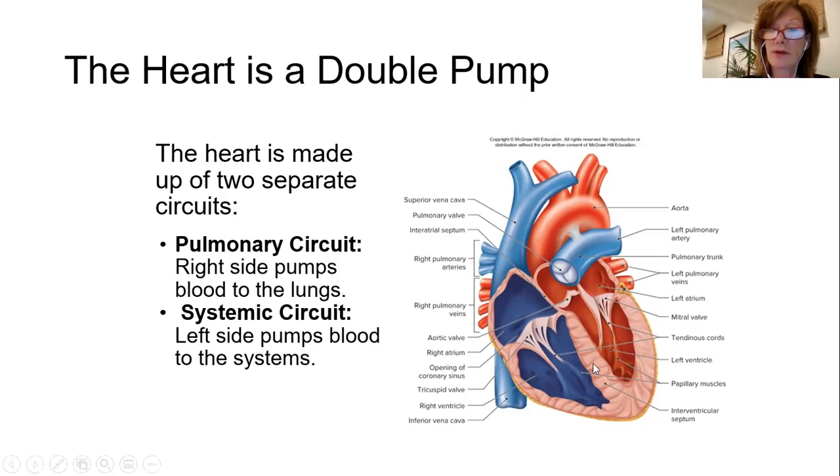And again, if you remember, the coloring here is key. The blue is indicative of blood that's low in O2, while red indicates blood that is high in oxygen. The blood that is low in O2 is pumped to the lungs to pick up that oxygen. It is then returned to the opposite side of the heart. As the blood is now filled with oxygen, it'll get pumped to all of the systems. So again, while we have four separate chambers, we technically have two separate pumps. Right side is the pulmonary circuit, left side of the heart is the systemic circuit.